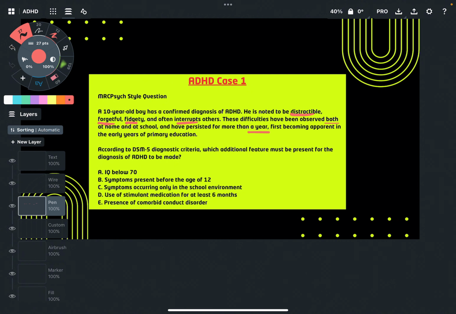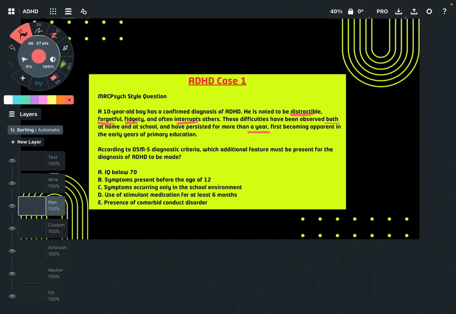First becoming apparent in the early years of primary education. So these symptoms have been occurring in the early years of primary education. According to DSM-5 diagnostic criteria, which additional feature must be present for the diagnosis of ADHD to be made?